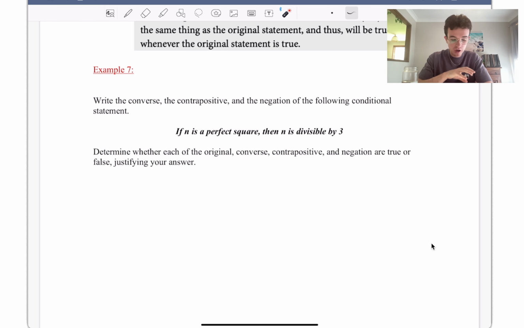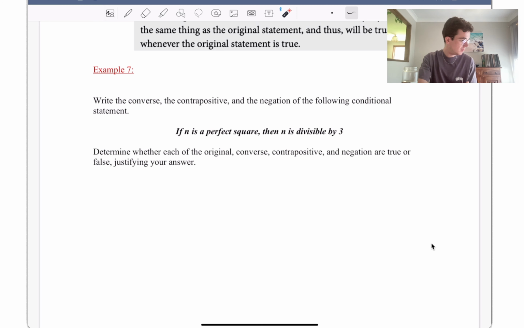Now the converse of this statement would be, if n is divisible by 3, then n is a perfect square. So we're swapping them around. So if n is divisible by 3, then n is a perfect square. Again, that's a false statement. 12 is divisible by 3, but not a perfect square.